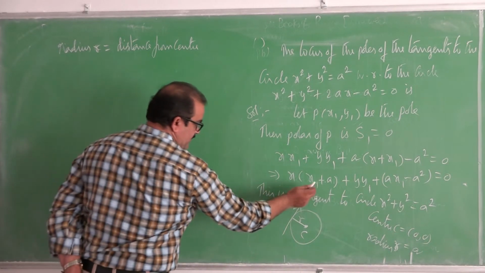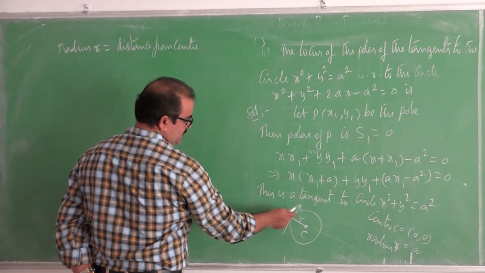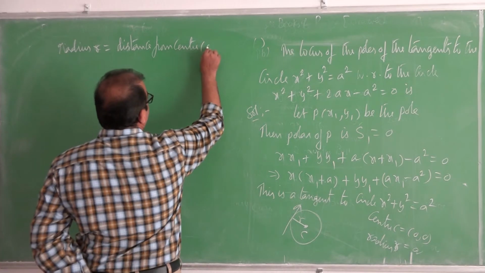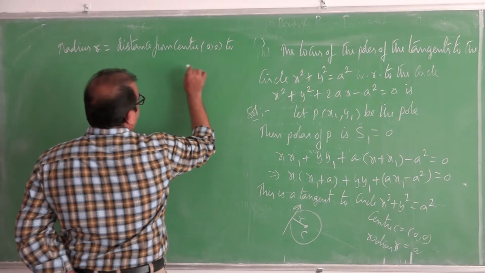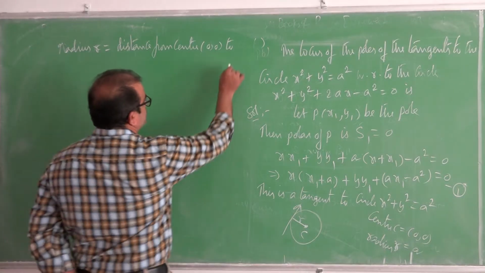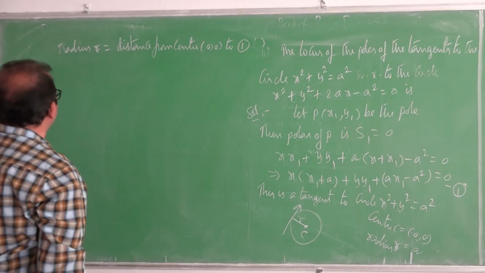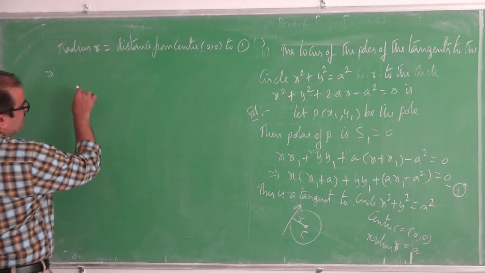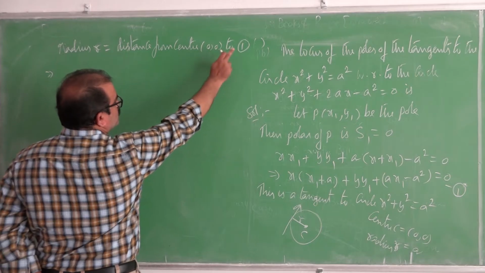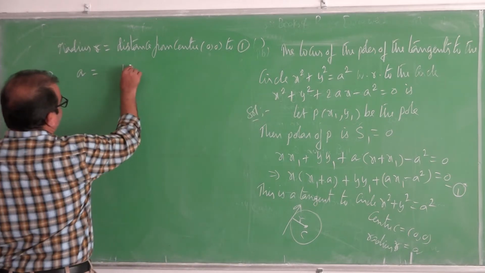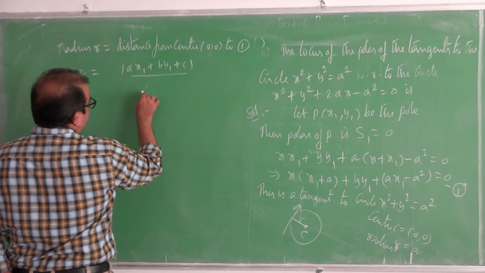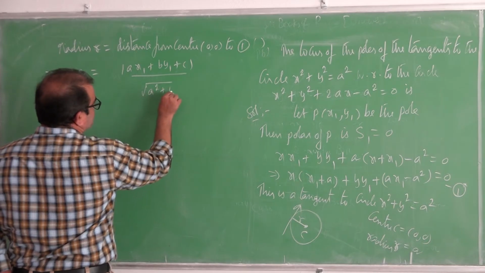Here this line is a tangent to this circle. So distance from center to this line is equal to radius. Distance from center to, let this line equation be 1, center to the line 1. What is the radius of the circle? a is equal to distance from any point to any line, which is obtained from this formula: (ax1 plus by1 plus c) by root of (a square plus b square).